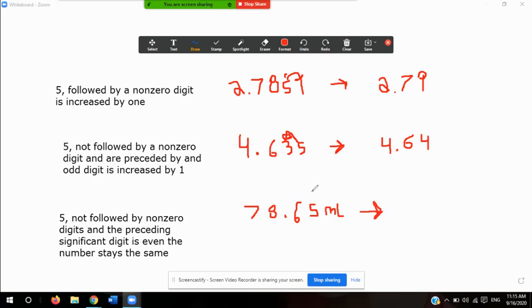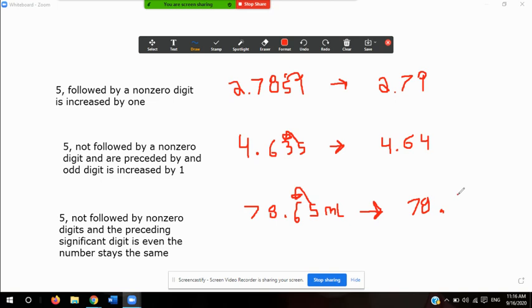Now, 5 is the last digit, just like it was in this one. But the difference is that here, the number that's before the 5 is an even number. It's a 6. So if the 5 is the last significant digit and the number before it is an even number, the measurement stays the same. So we simply say 78.6. And those are the rules for rounding, specifically when we're working with scientific measurements.